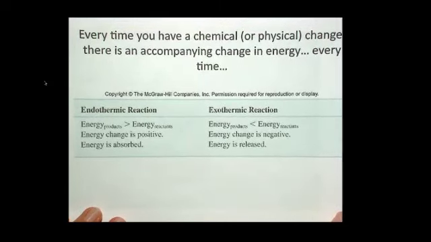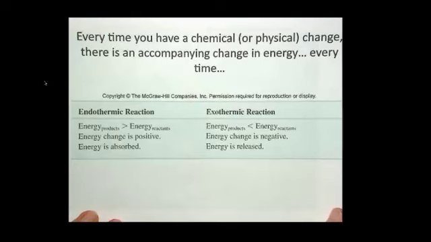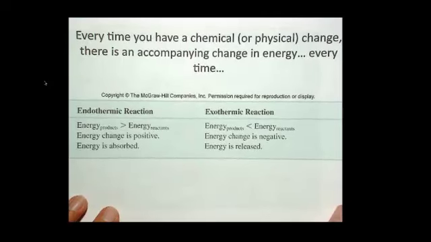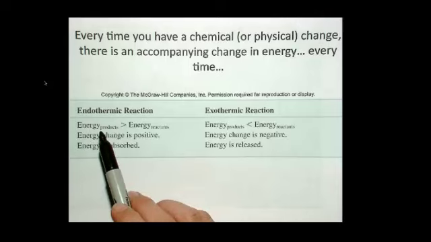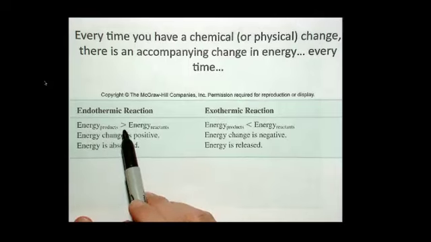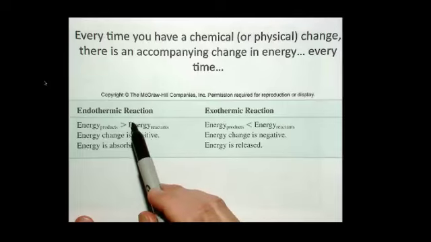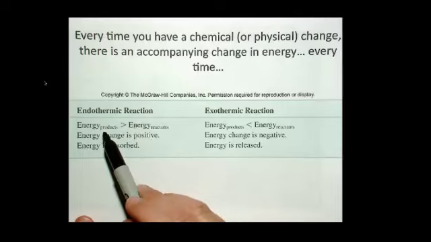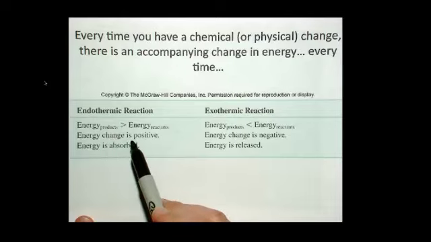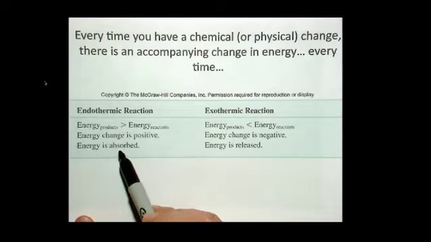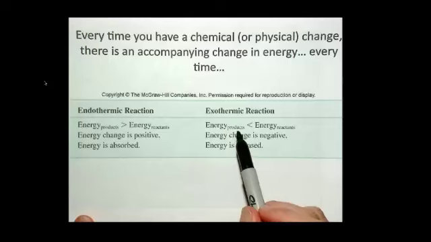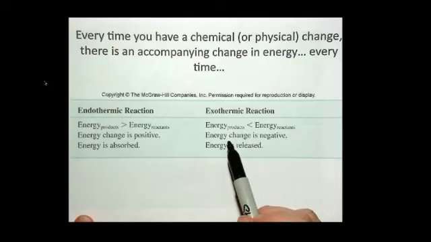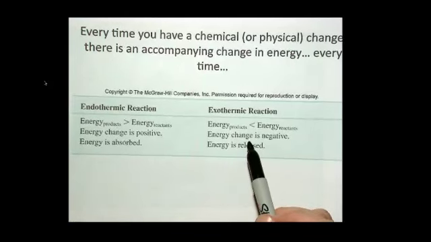Finally, the language that we use when we're describing this. Every time you have a chemical or a physical change, there's an accompanying change in energy every single time. So every time we have a chemical change, the change is either going to be endothermic or exothermic. In an endothermic reaction, the energy of the products is going to be greater than the energy of the reactants. So you've gone from a lower energy to a higher energy situation, and so the energy change is positive, and energy would have had to have been absorbed by the system, and the system is the chemical reaction. In an exothermic reaction, the energy of the products is less than the energy of the reactants, so the energy change is negative, as we just saw in the case of the methane.